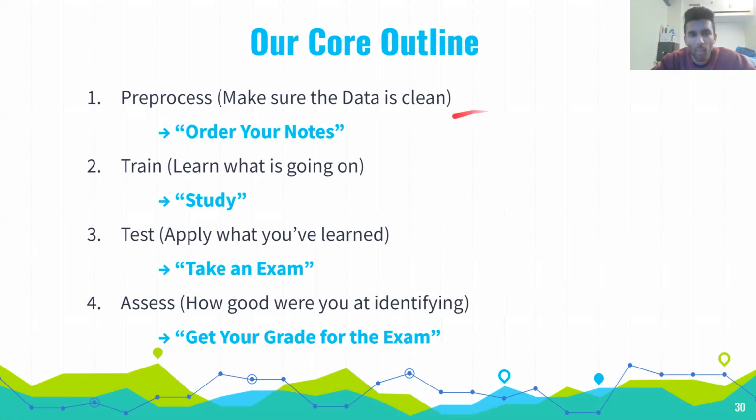One more note that I want to make here, and this isn't important for our data because I've already pre-processed it. But there's one more step beyond all this training, testing, and assessing, called pre-processing. Pre-processing is basically making sure that the data you're passing in is clean and is something the model can work with. In our analogy, if training and testing is like studying and taking an exam, pre-processing is ordering your notes and making sure that your notes are clean, legible, in a language you understand, and then you can study on notes you understand.